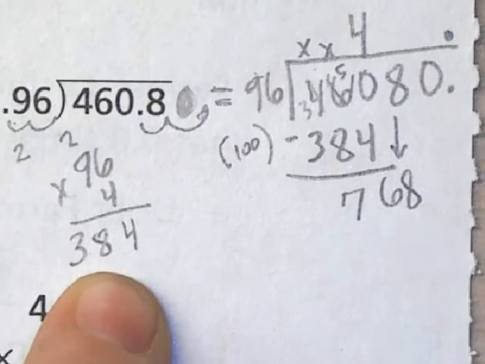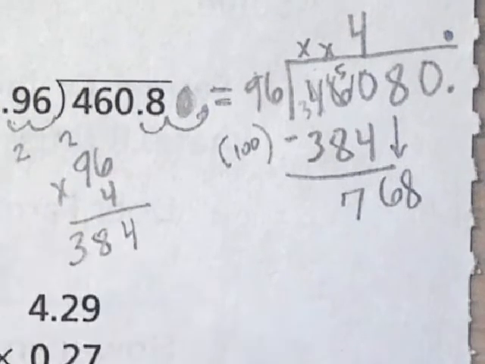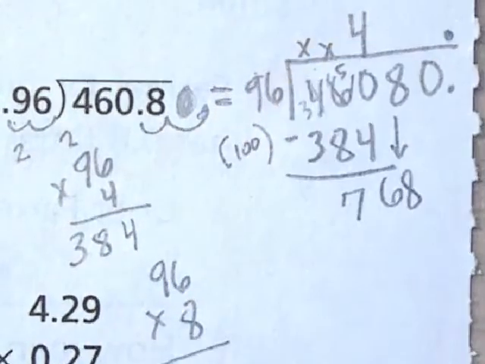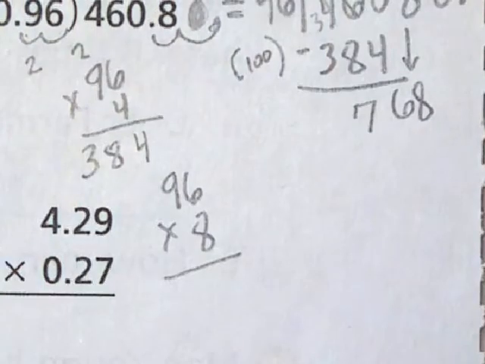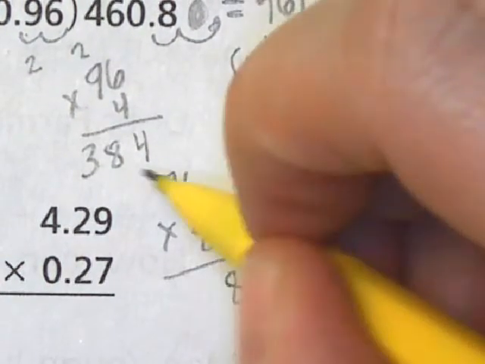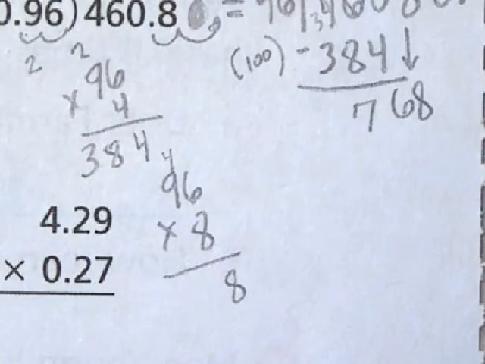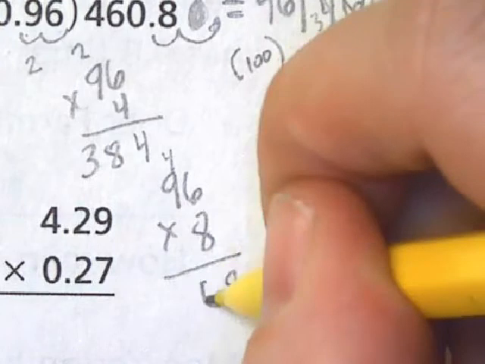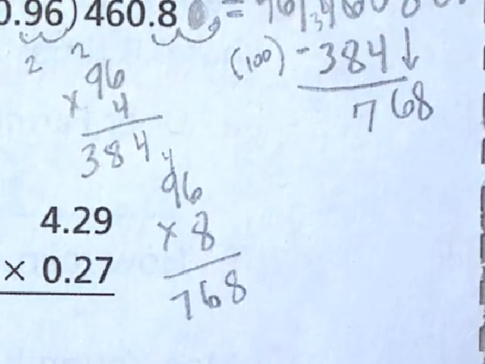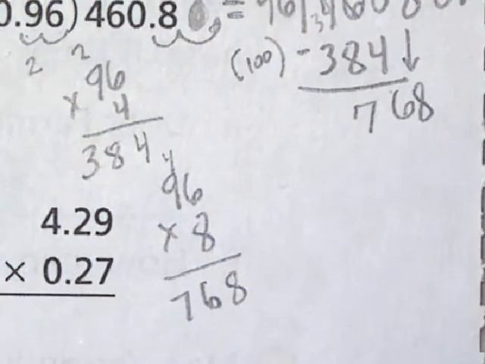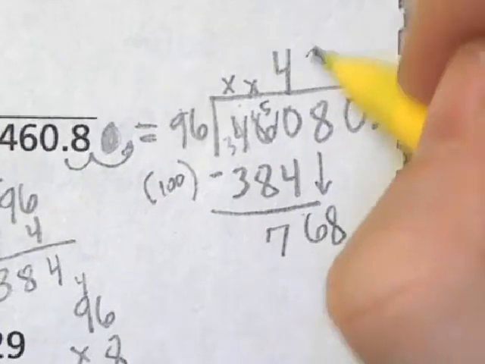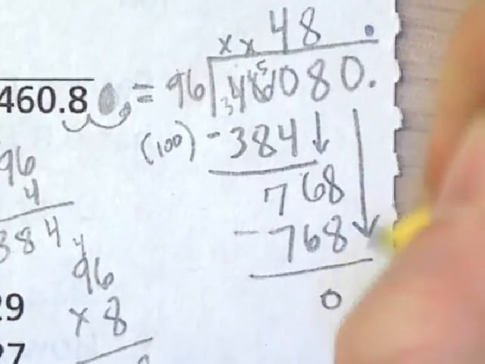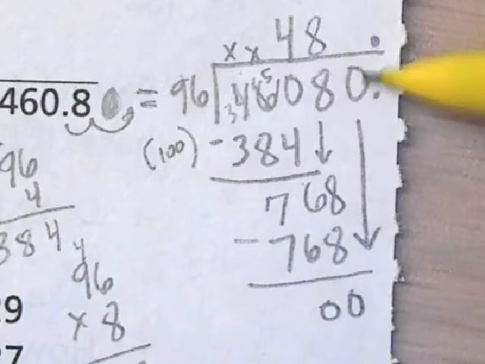768. Well, it's going to be a lot higher than 4. It's almost going to be double that, right? Because that would be 600, 700. I bet it's, should we try 8? Let's try 96 times 8. Do the math. I got 768. Well, good. That's exactly what I was looking for. So the 8 goes in the quotient line.